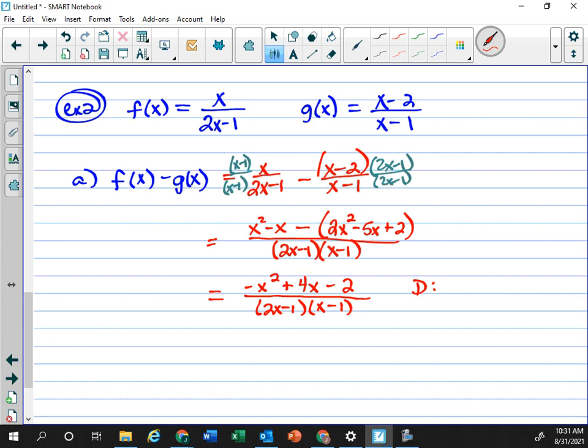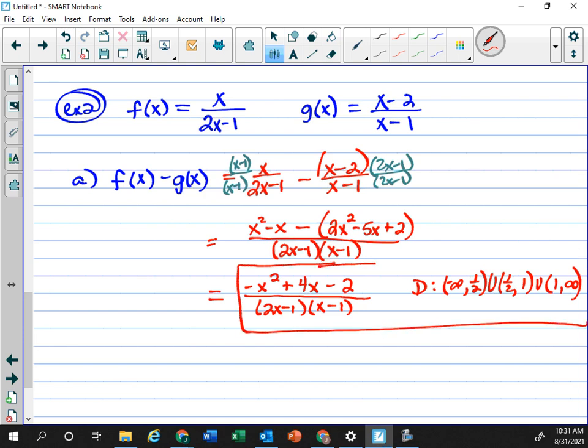All right, what's my domain going to be? Perfect. Negative infinity to 1/2, 1/2 to 1, 1 to infinity. Good. Make sure you always put those in order. 1/2 is smaller than 1. All right, so there's your full answer for that one. Questions?